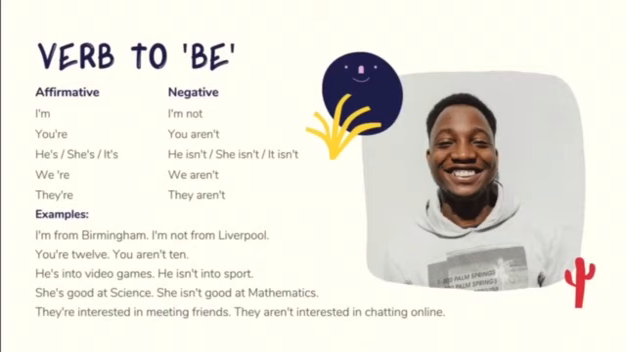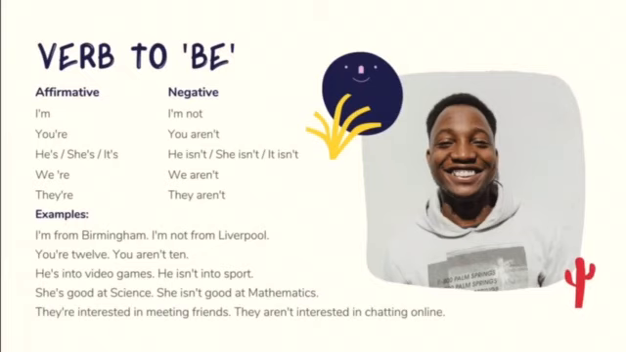If you are using the verb to be with I, it will change to am. So I'm. For example, I'm from Birmingham. If you are using it with the subject pronoun you, it will change to are. So you are. For example, you are 12.